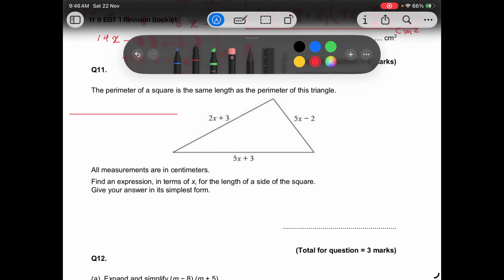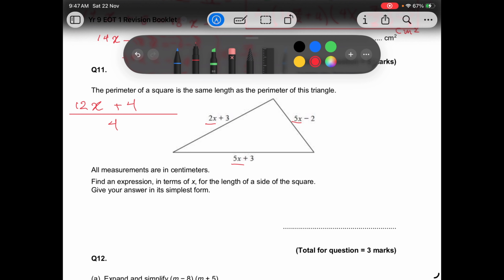2x plus 2x plus 5x plus 5x, it will be 12x indeed. Then minus 2 plus 3, 3 minus 2 is 1, and 1 plus 3 is 4. So in total plus 4. Okay. Over 4. This will be the side length of this square, or we call it edge. Okay.